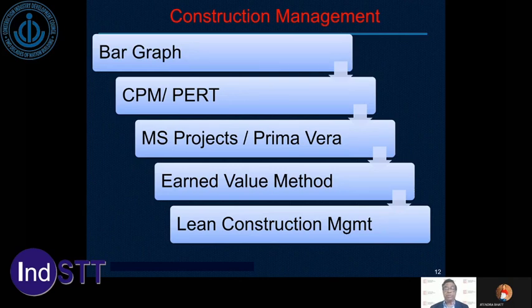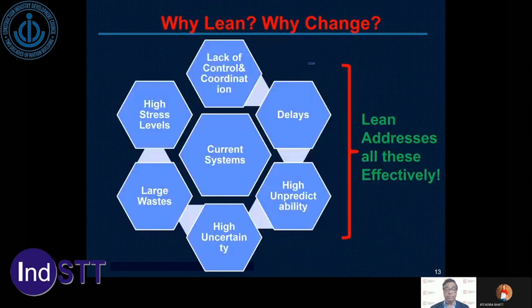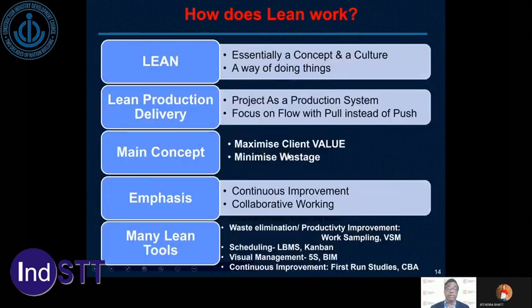Coming to the final aspect of construction management, there have been many methods evolving over a period of time, and today we have a very new good paradigm called lean construction management. In any typical site, there are many players, many theaters of operation, many coordination points. With all this, there are a lot of delays and high unpredictability and high uncertainty. Construction is notorious all over the world for high stress levels and various kinds of problems. Now, lean construction is able to address all these problems quite effectively.